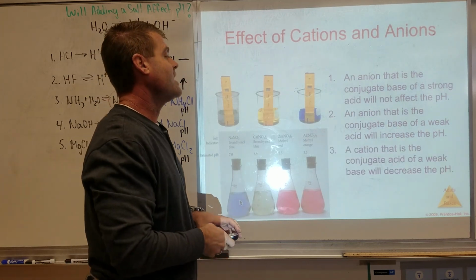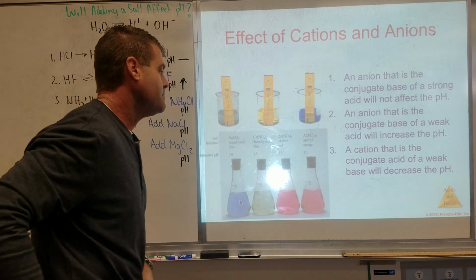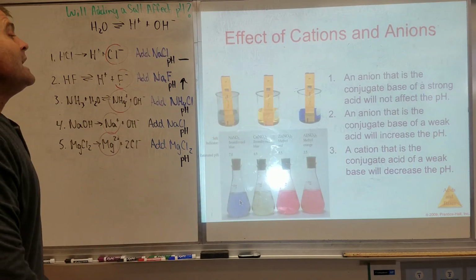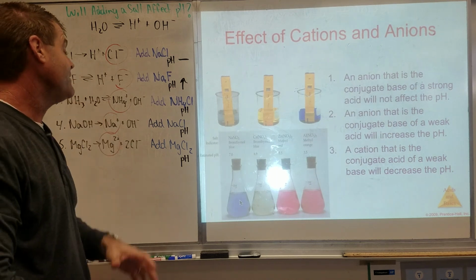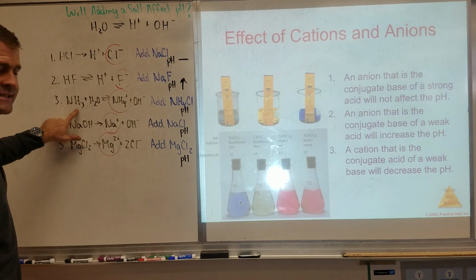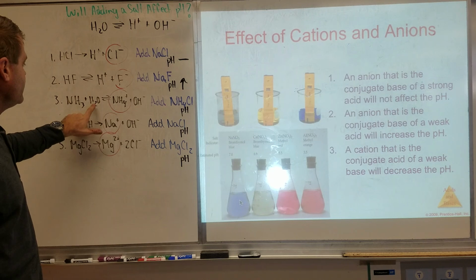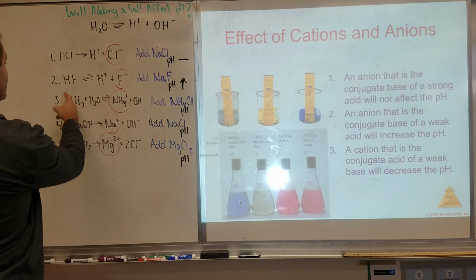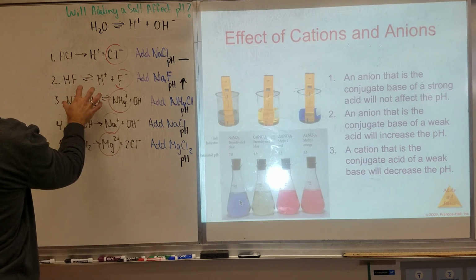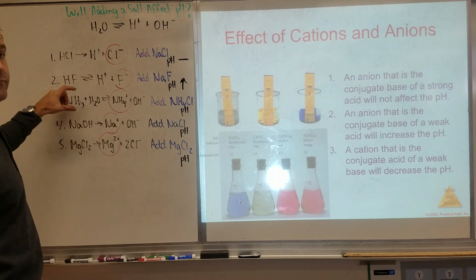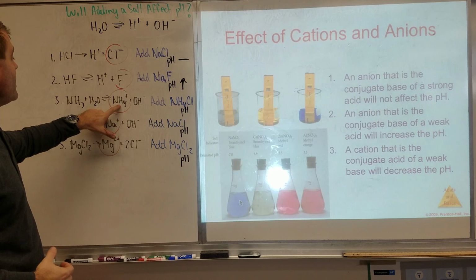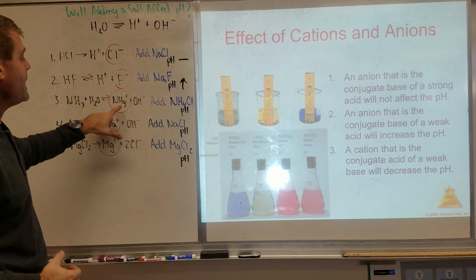A cation that's the conjugate acid of a weak base will decrease the pH, okay? So here's a typical weak base, guys, ammonia, right? So I put ammonia in water. Some of it, right, will combine. But remember, it's a weak base, so the reactant side is favored. But it can attract a hydrogen from water and then form the ammonium ion and then hydroxide.